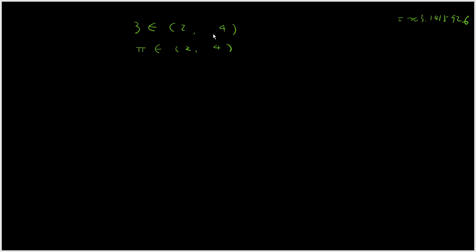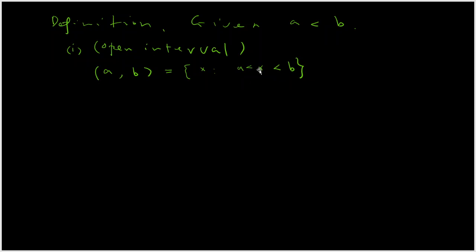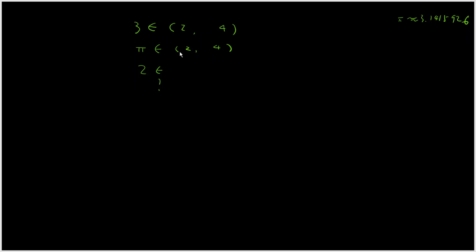Now, a little weird question. Is 2 in the interval? I will put a question mark down. 2 is not in the interval, okay? Because the interval consists of all the numbers strictly greater than 2 and less than 4. Now look at the definition here: greater than a and less than b. By that we mean 2 is not greater than 2, right? 2 is equal to 2. So 2 is not in the interval, okay?